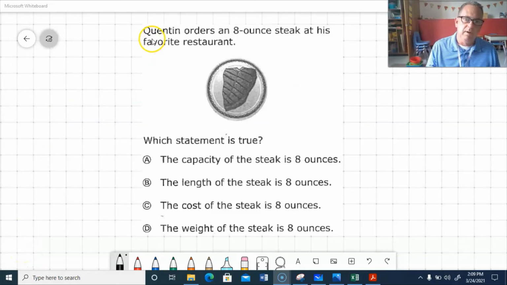Okay, we got some guided practice questions we're going to look at here really quick. You'll follow along as I read. It says, Quentin ordered an 8-ounce steak at his favorite restaurant. There's a picture of the steak right there. And it says, which statement is true? So we'll write true and false statements beside each one of these answer choices.